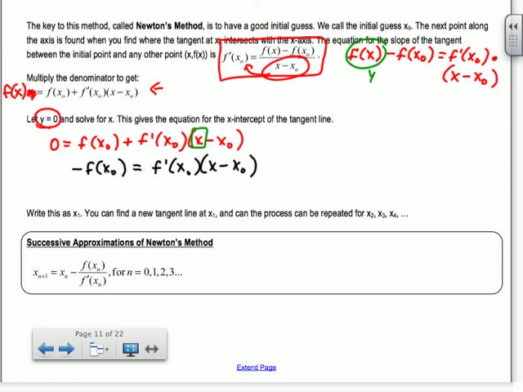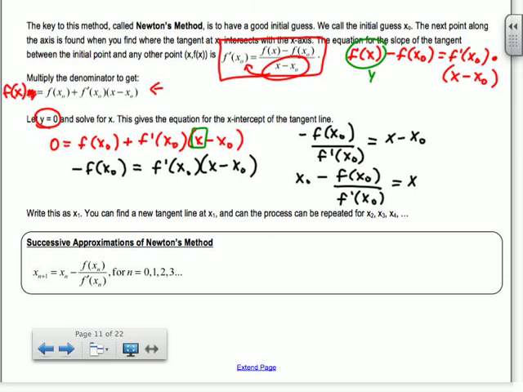Now what? Divide. Yep, divide. So you have negative f of x0 divided by f prime of x0, and that's going to equal x minus x0. So the last step is just add the x0 over. This gives us x1. So that x value we found was the x-intercept.